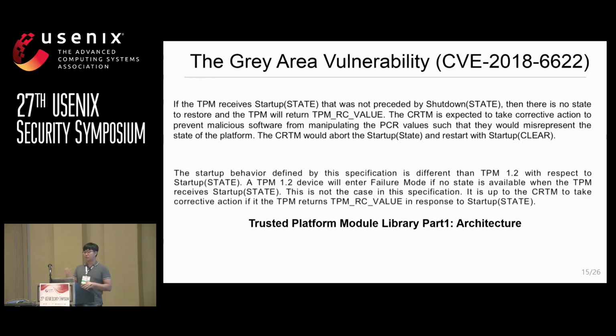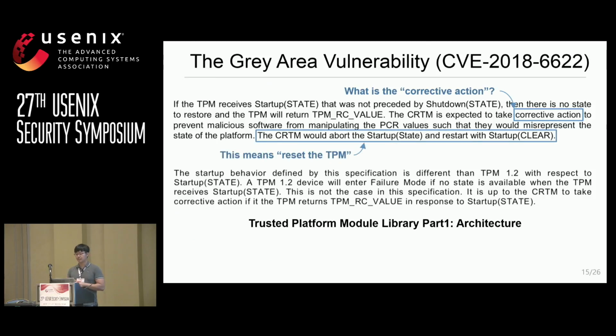The gray area vulnerability is caused by an ambiguity of the TPM 2.0 specification. The TPM 2.0 specification says the CRTM is expected to take corrective action to prevent malicious software from manipulating the PCR values. The problem starts here. The specification does not describe the corrective action in detail. I have not found what the corrective action is in the whole specification, and as our test results show, it seems that manufacturers also have not found it.